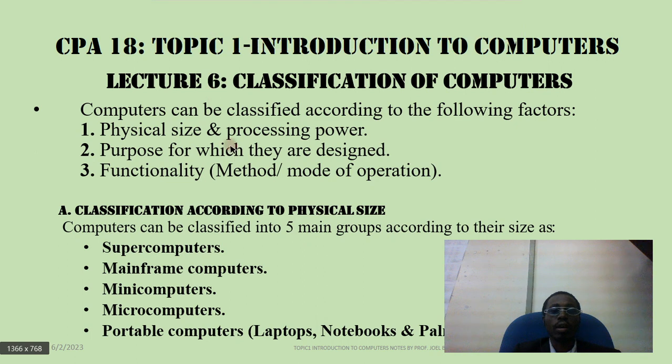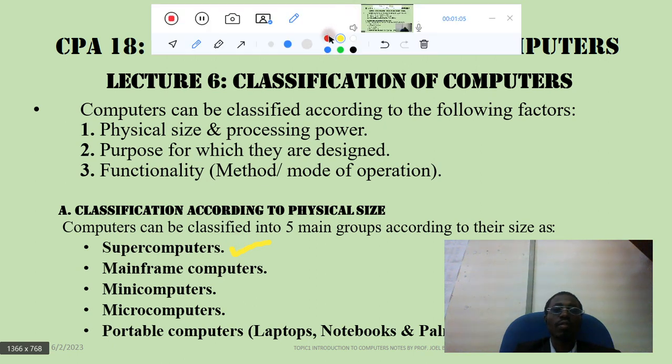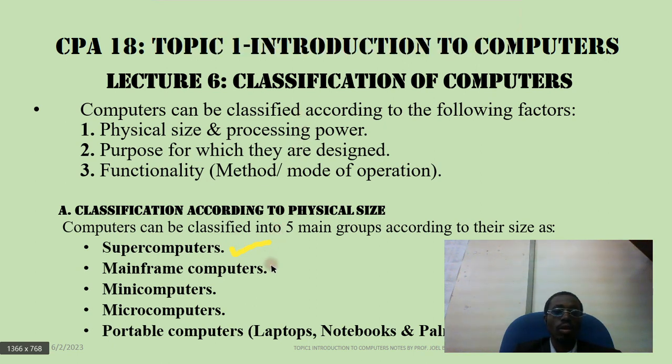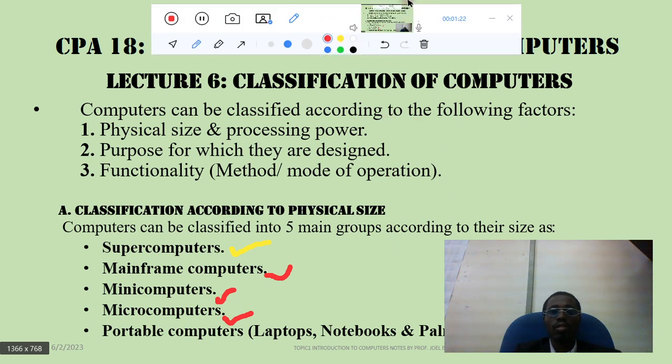By looking at physical size or processing power, we have three main types of computers. These are the supercomputers, the mainframe computers, the mini computers, microcomputers, and then the portable computers, which include the laptop, notebooks, and palm tops. Let's look at the next session. We are starting by looking at the supercomputers.